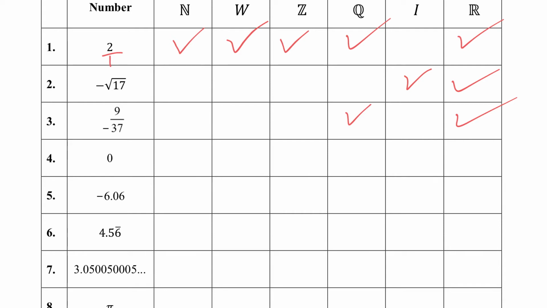So I'm assuming you gave it a try, and let's go through some of these. So 0 is not natural, but it is whole, integer. It is rational because you can put it over 1. It's not irrational, and it is real.